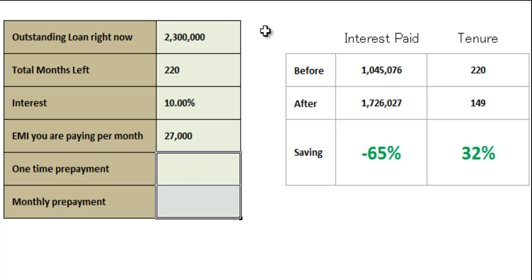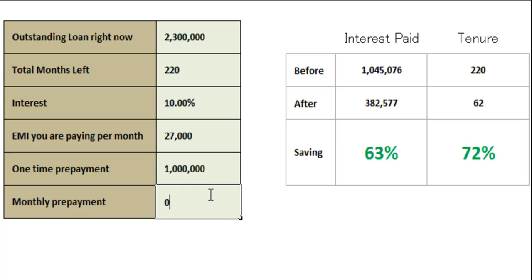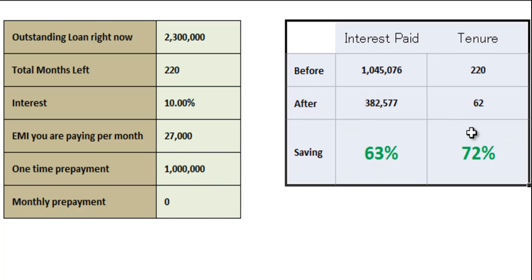Now, here are two numbers you have to fill. The first one is if you prepay your loan by, let's say, 10 lakh rupees, for example. If you prepay your loan by 10 lakh rupees, let's say you got a bonus in your office or you got 10 lakh rupees from somewhere, what will happen if you do the prepayment? Then on the right hand side you can see the scenario.